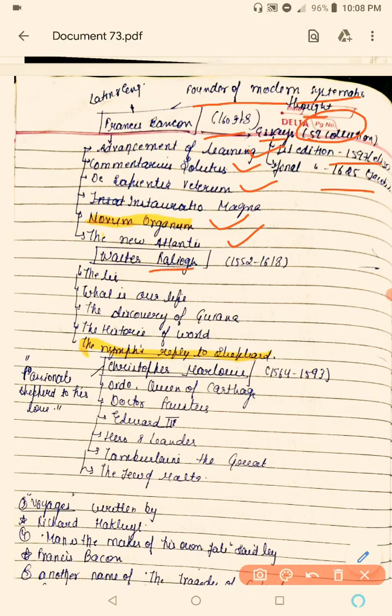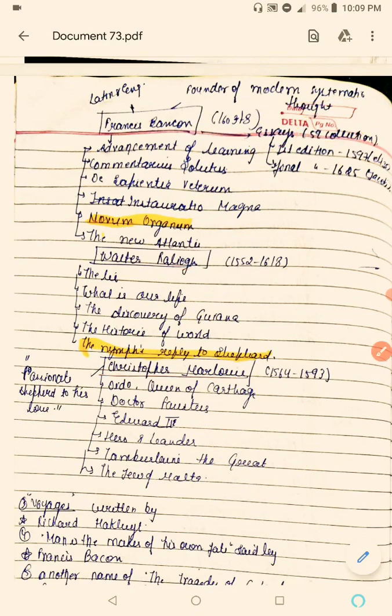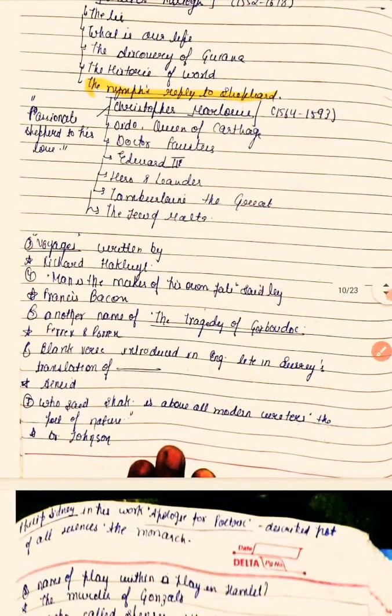Then Walter Raleigh, 1552 to 1618: The Lie, What Is Our Life, The Discovery of Guiana, The History of the World, The Nymph's Reply to the Shepherd. Then Christopher Marlowe, 1564 to 1593: Dido, Queen of Carthage, Doctor Faustus, Edward II, Hero and Leander, Tamburlaine the Great, The Jew of Malta, and The Passionate Shepherd to His Love. So these are some important works of different important authors.